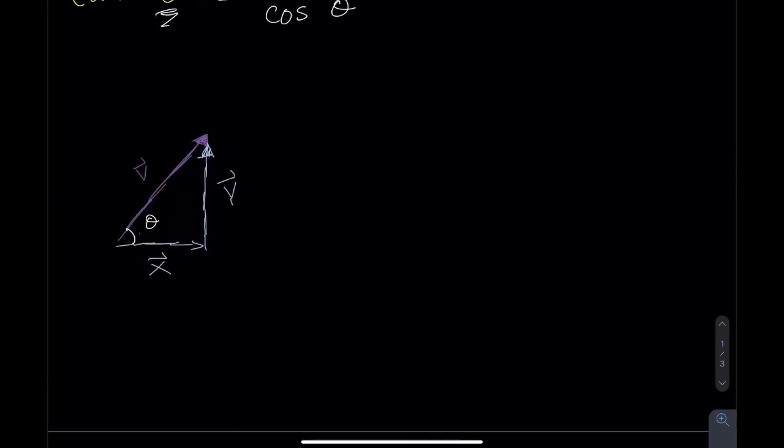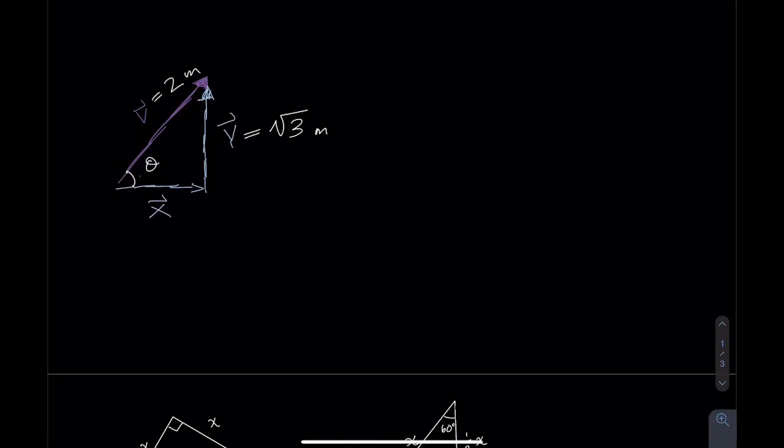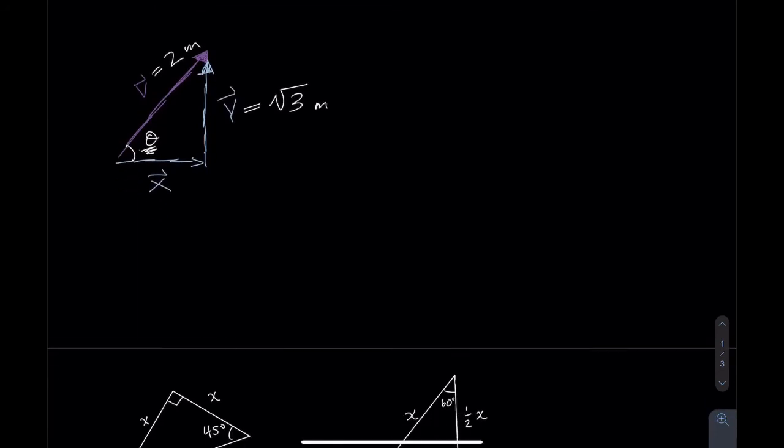Okay, well, to answer this question, we're going to have to be given quite a bit more information. Let's say we're given the value of y. Let's say the value of y is root 3, so the magnitude of y is root 3, maybe it's root 3 meters. And the magnitude of vector v is, I don't know, let's say 2 meters. And now we're left with figuring out, okay, what is this angle theta?